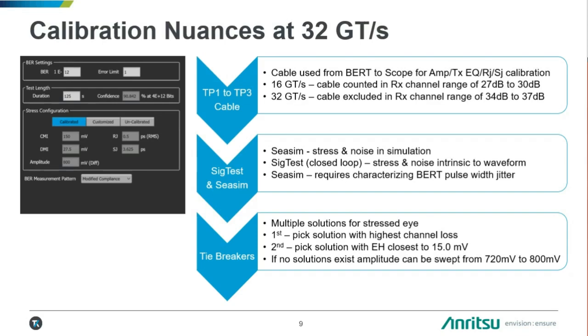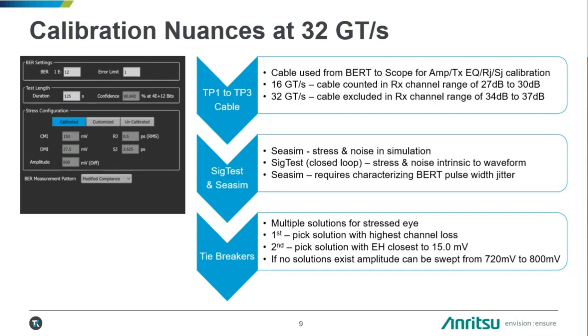So next I want to talk about tiebreakers. You're going to have a solution space, and that would be different amounts of channel loss, sinusoidal jitter, differential mode interference that get you to that stressed eye target, 15 millivolts, 0.1 UI for Gen 5. So you have to make a decision, which one do you go with? And the base spec actually calls this out pretty clearly. So the first criteria is pick the solution with the highest channel loss. So you're going to want to be trying to find something that's closer to 37 than to 34.